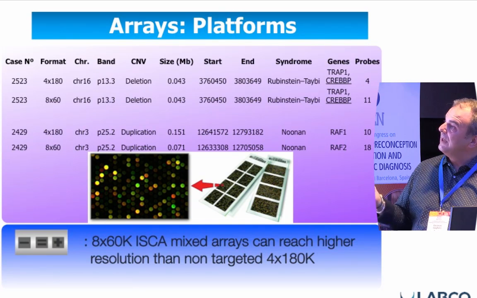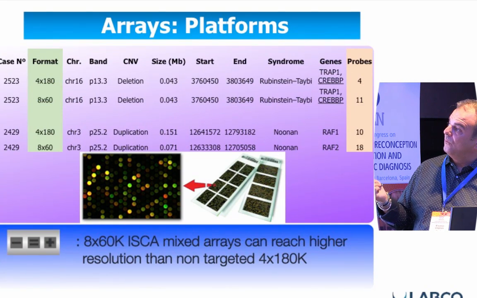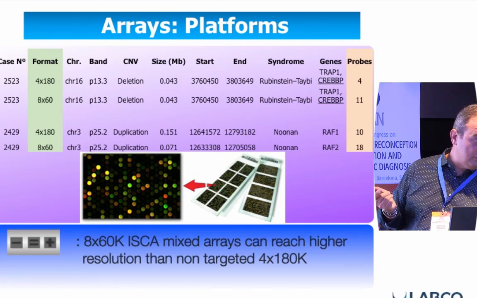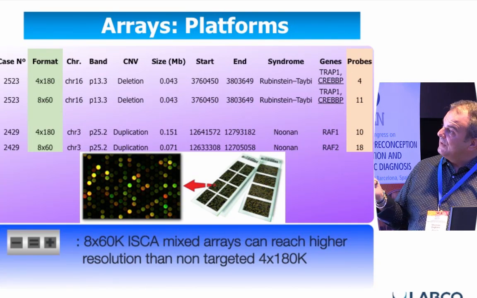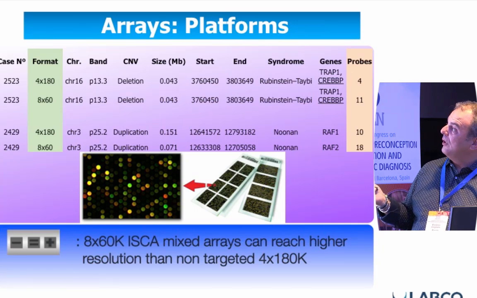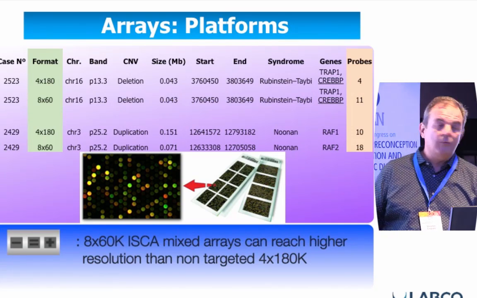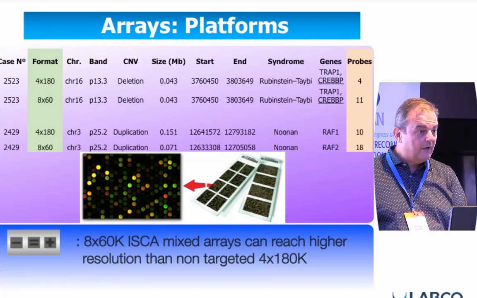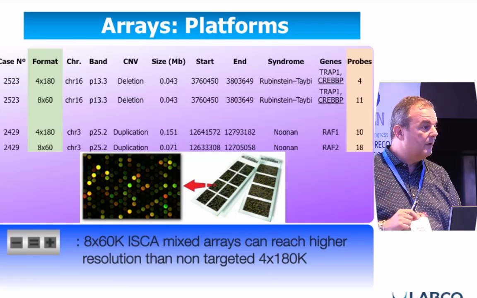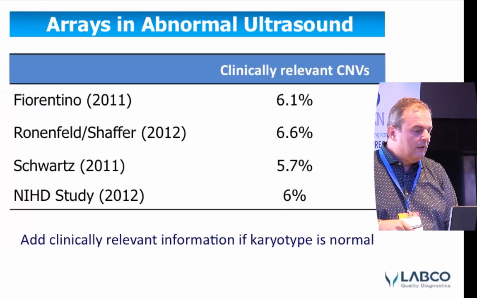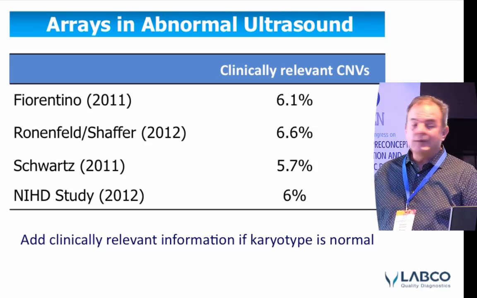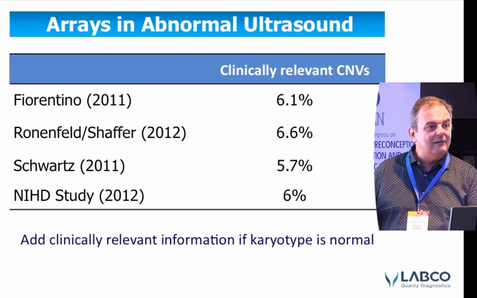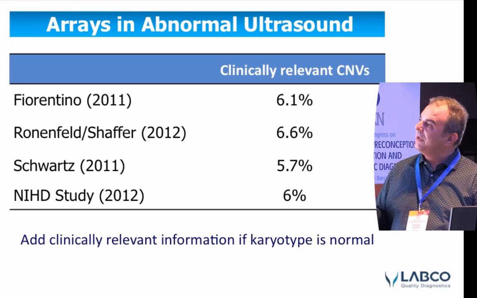And it's also interesting that not always the more is the better with the arrays, because it depends on the array design. For instance, these are two cases, one with a small deletion, one with a small duplication, analyzed with both the 8x60 and the 180K, and you can see that in both cases you actually have more probes, so more resolution, with the 60 rather than the 180. This is because this is a targeted array, so with more density in specific regions.